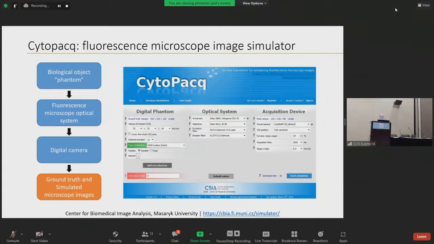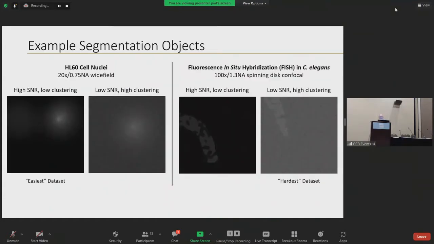PAC-Q simulator. And here is an example of these artificial objects, images that were simulated. So as you see, some examples: an easy data set with high signal to noise ratio and low clustering of objects, and vice versa.